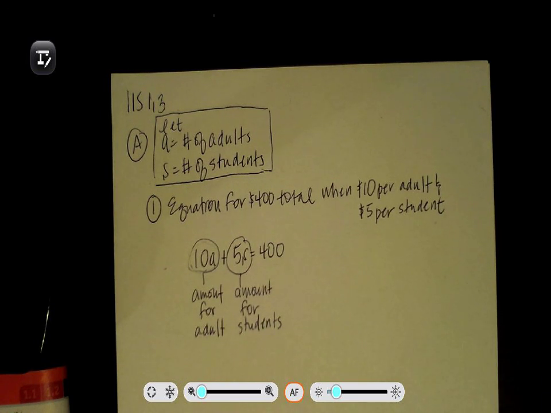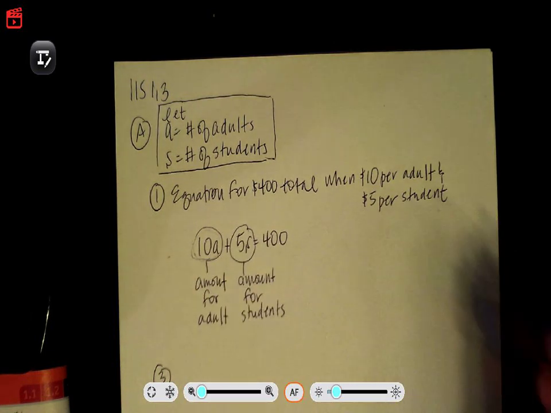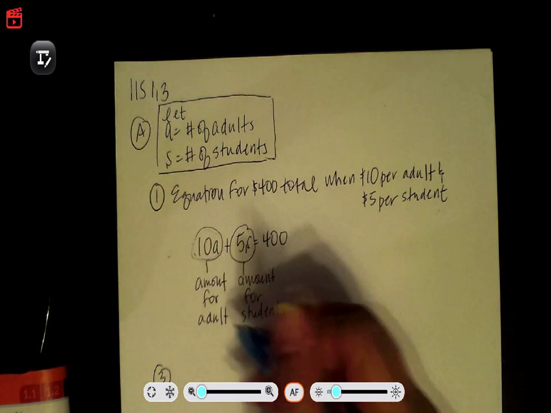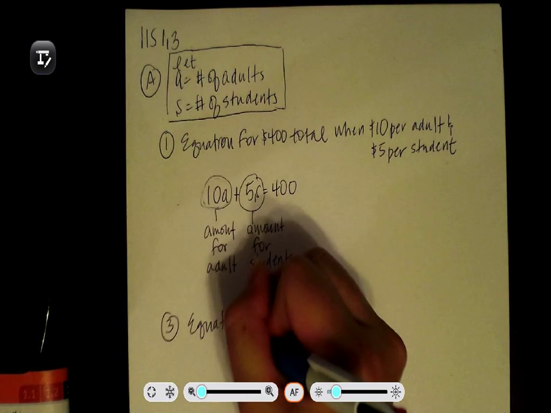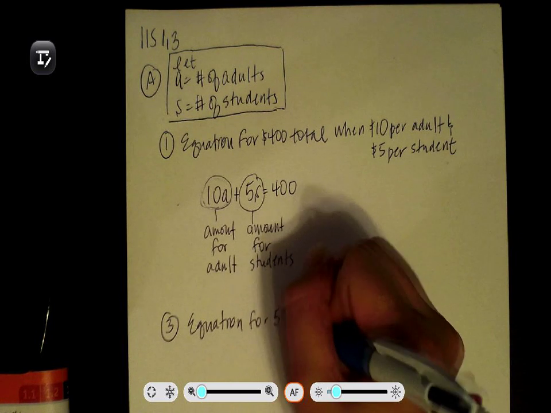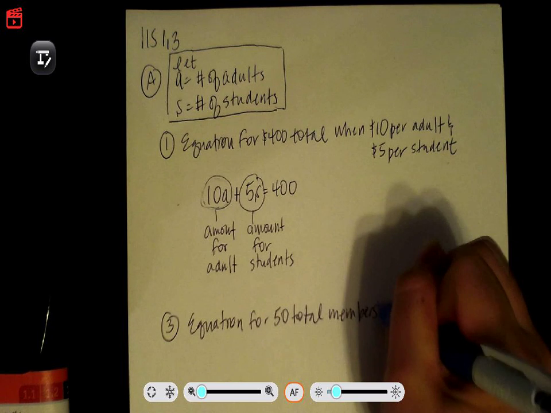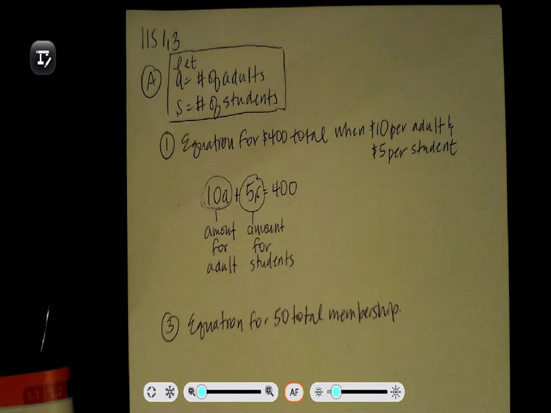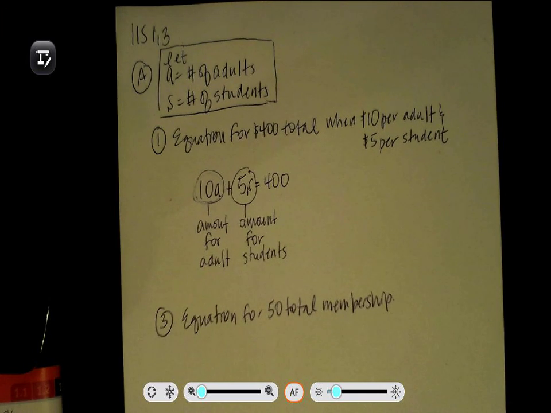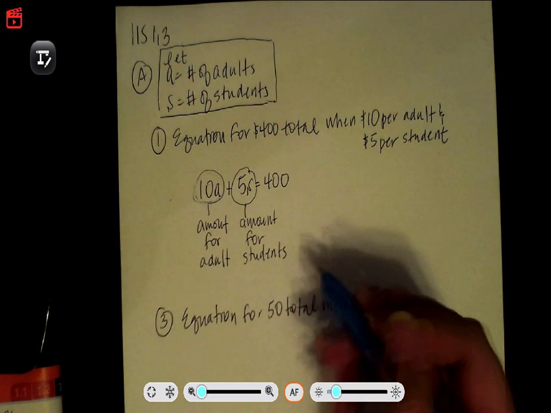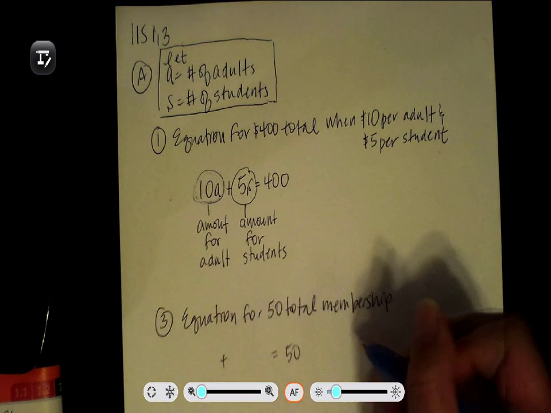Before I do A2, I'm going to jump to A3. And A3 was asking about making an equation for 50 total memberships. For every single one of you that sent me the Desmos, I did comment on it telling you what the correct answer should be. But if you think about the equation, it's going to add up to 50. And I'm talking about total number of memberships.